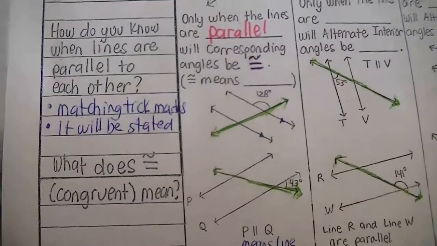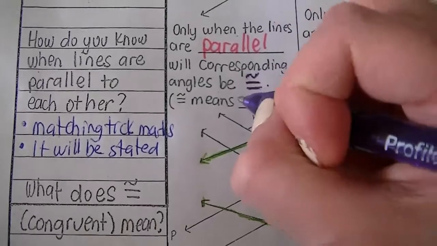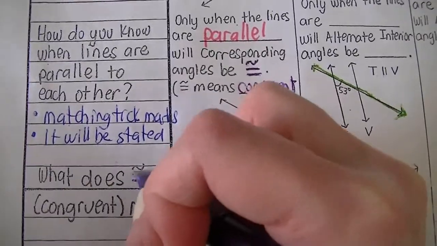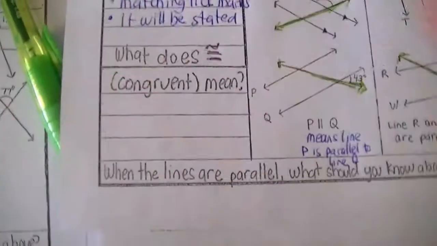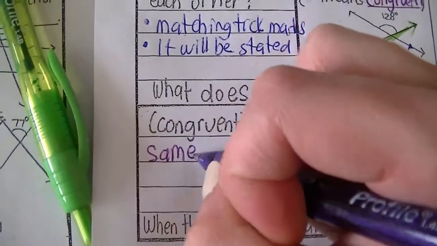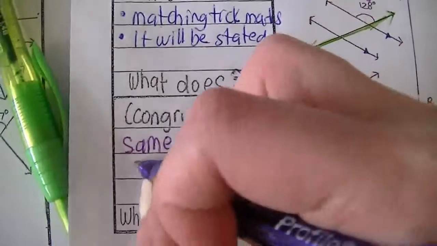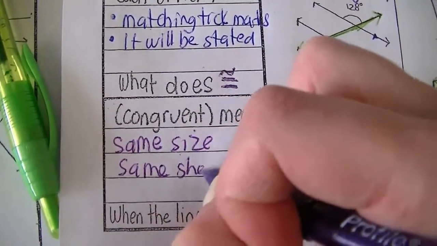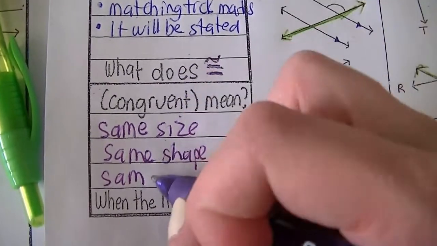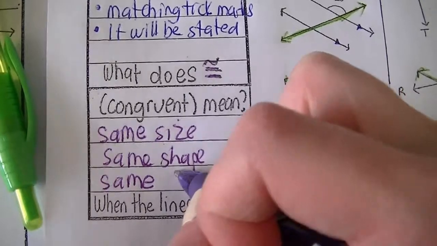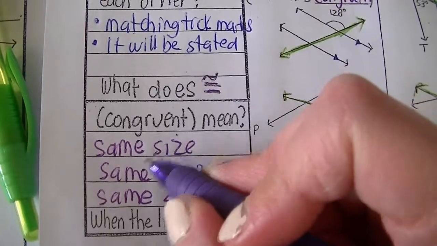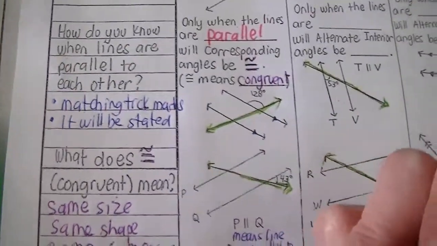Okay? This symbol means congruent. And what does congruent mean? It means same size, same shape, same angle measure. All three of those: same size, same shape, and same angle measure. So if something is congruent to something else, it fits these three criteria. This means angle. So congruent means same size, same shape, same angle measure, okay?